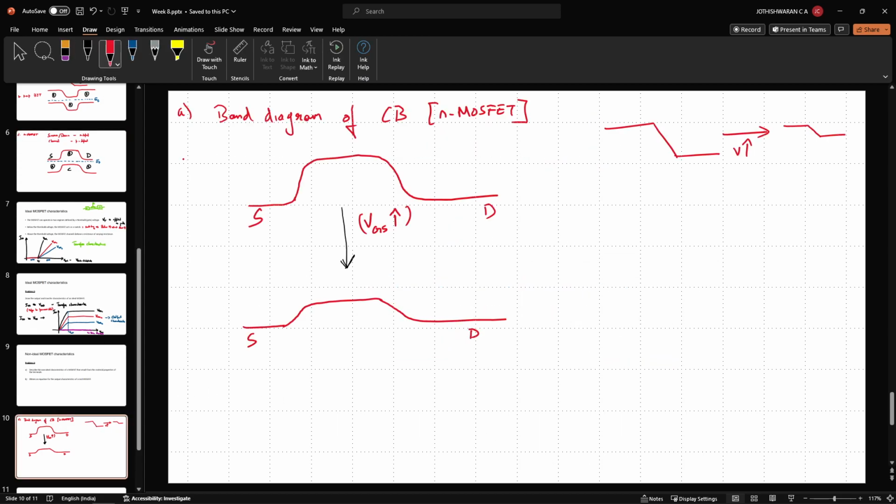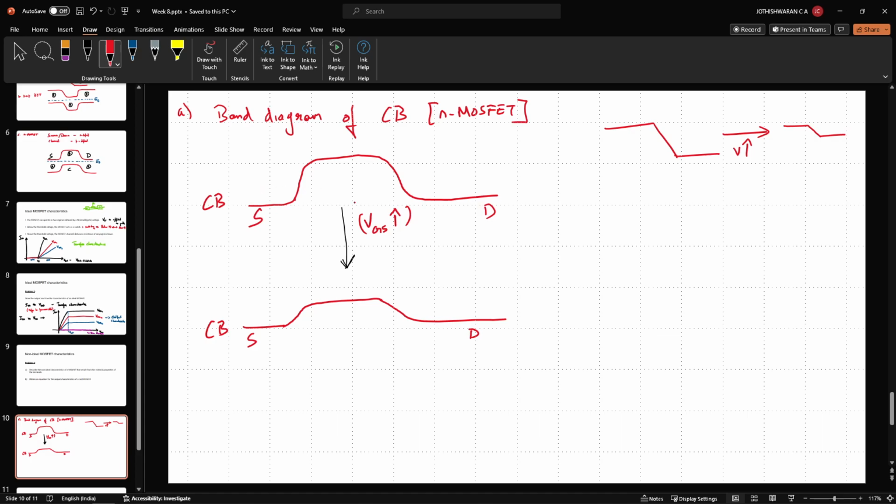So remember that these are both conduction bands. This is not the band gap represented here. Okay. So this is what is happening. Now, because of this, we should also know one more thing, that if the barrier height is changing, then let us say I'm increasing VDS.